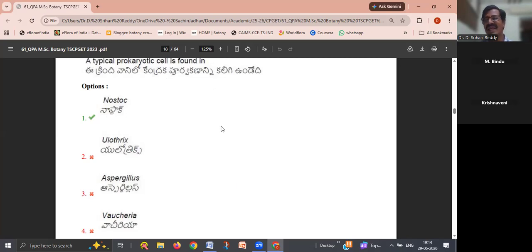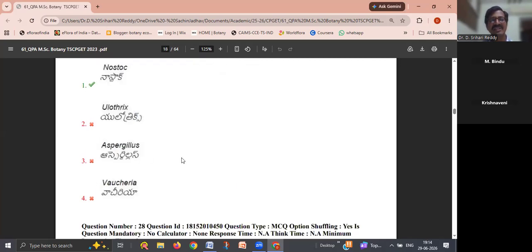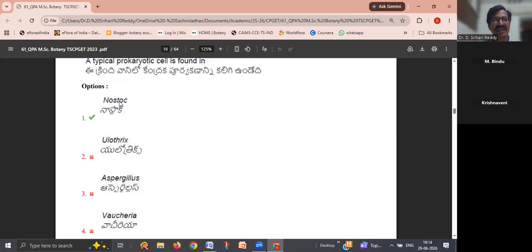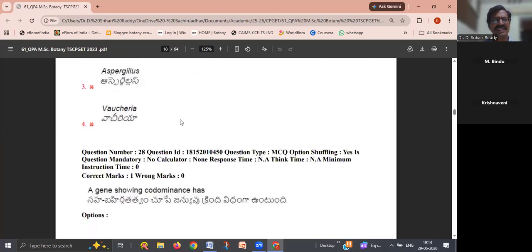In case of the other algae, Chlorophyceae, Phaeophyceae, Xanthophyceae, Rhodophyceae, all these are eukaryotic except the cyanobacteria or blue-green algae. So nostoc belongs to cyanobacteria, blue-green algae. So it is prokaryote. And the others, Ulothrix, Aspergillus, Vaucheria. Aspergillus is a fungi. Fungi are also eukaryotic. Ulothrix and Vaucheria are algae. They are also eukaryotic. So the only prokaryotic one is nostoc. So that is the right answer.